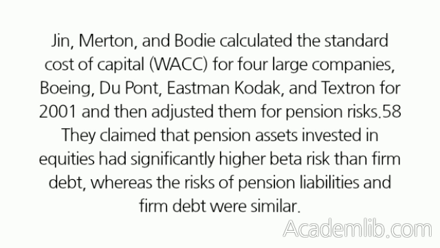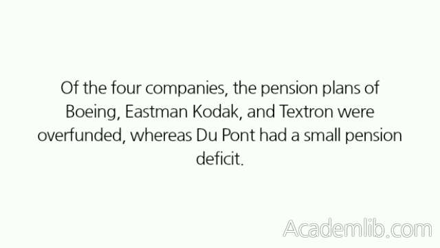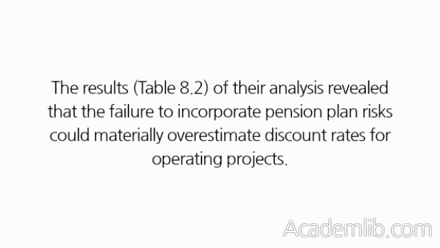They claim that pension assets invested in equities had significantly higher beta risk than firm debt, whereas the risks of pension liabilities and firm debt were similar. After estimating pension asset and liability betas, they adjusted the cost of capital by the pension values and their weights relative to those of operational assets. Of the 4 companies, the pension plans of Boeing, Eastman Kodak, and Textron were overfunded, whereas DuPont had a small pension deficit. The results, Table 8.2, of their analysis revealed that the failure to incorporate pension plan risks could materially overestimate discount rates for operating projects.